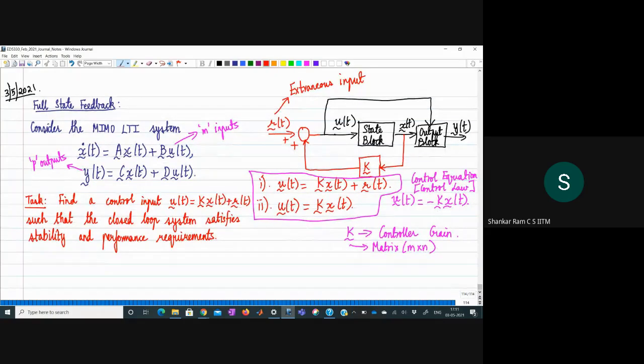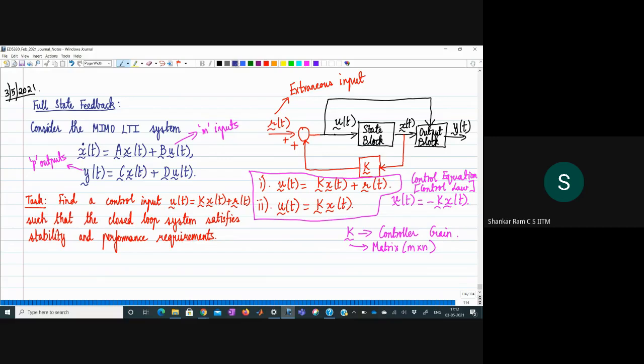So what we are asking ourselves is, can we find a control input u of t which has a structure k x of t plus r of t, such that the closed loop system will satisfy both stability and performance. This k is what is called the controller gain matrix, and this is something which we need to calculate. When we dealt with the PID controllers, we had the corresponding controller parameters, KP, KI, KD. Now we are going to have this vector or matrix K, which we need to determine. So we need to find out how we will do this.